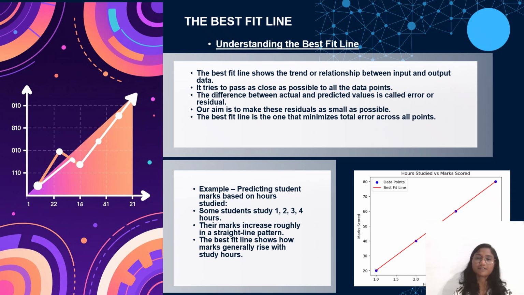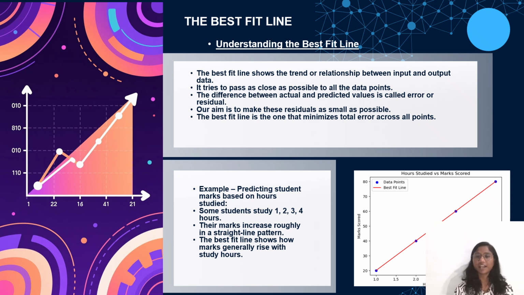So next one is the best fit line. Now we understand what is meant by the best fit line. The best fit line shows the trend or relationship between the input and output data. This best fit line tries to be as close as possible to all the data points, which means the best fit line tries to cover all the data points, that is the y value that comes from the input variable x.